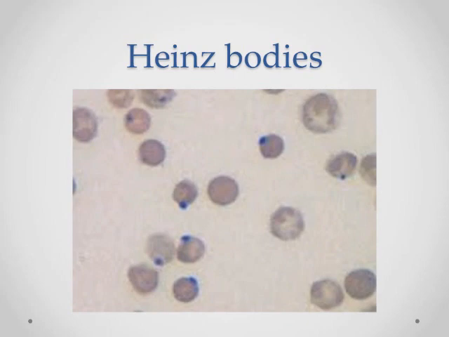This Heinz body, as we see, occurs in some conditions like G6PD deficiency, with oxidant drugs, and in some cases of hemolytic anemia like alpha thalassemia.